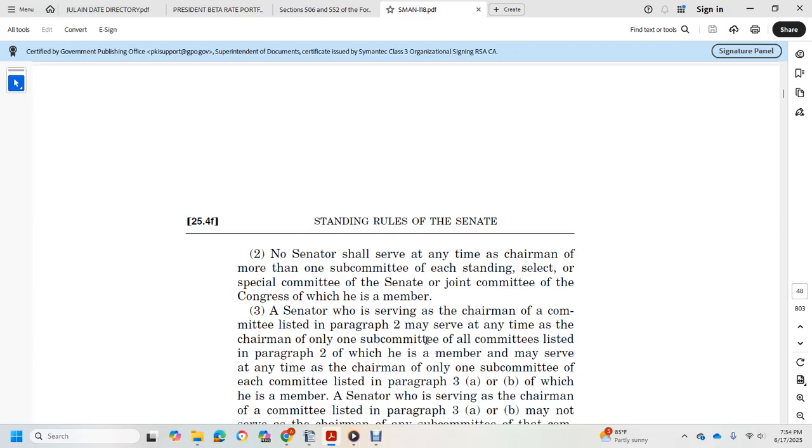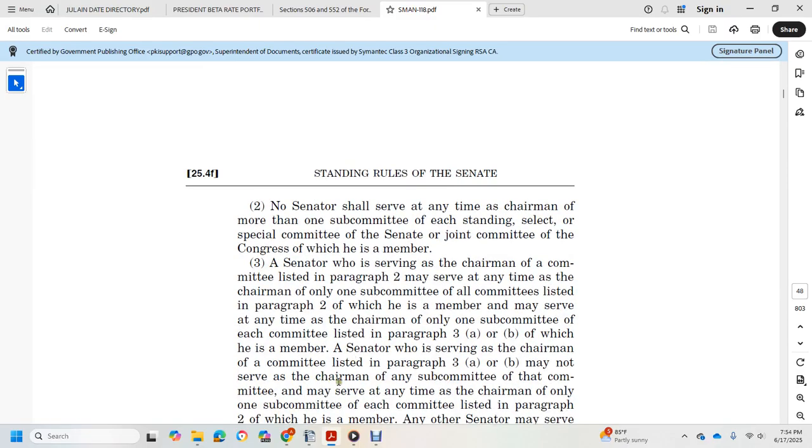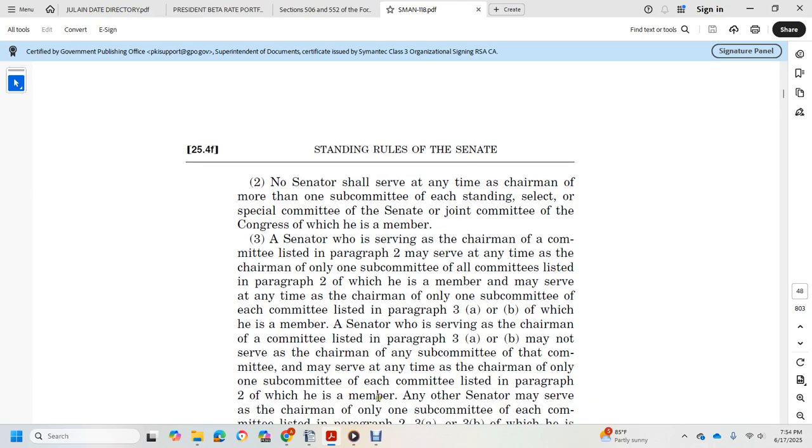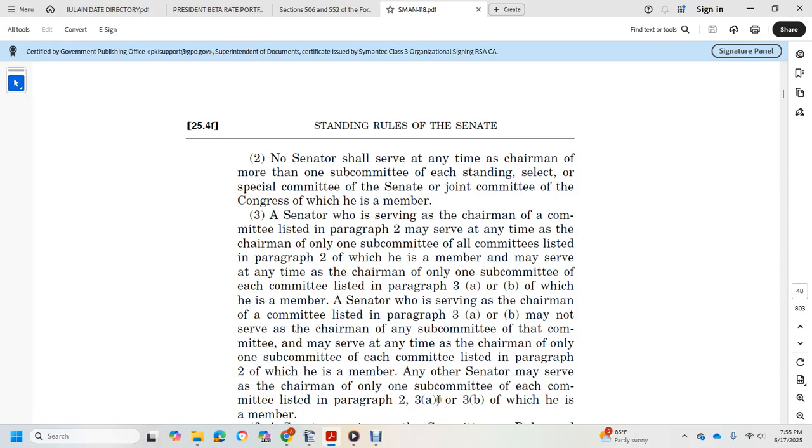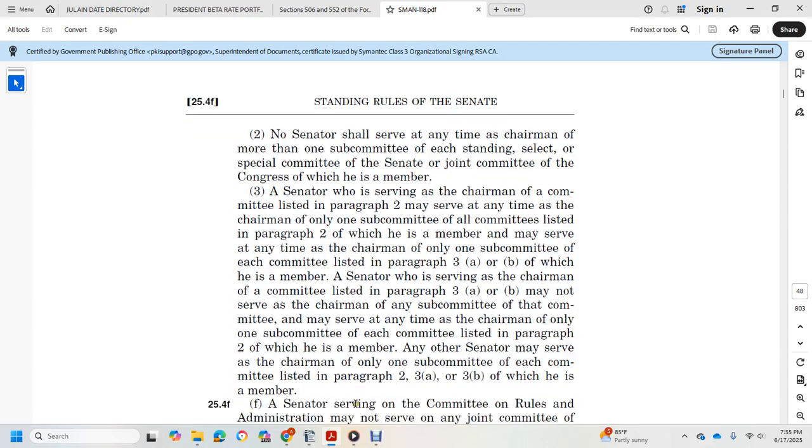A senator who is serving as chairman of a committee listed in paragraph 3A and B may not serve as chairman of any subcommittee of the committee, but may serve at any time as chairman of only one subcommittee of each committee listed in paragraph 2 of which he is a member. Any other senator may serve as chairman of only one subcommittee for each of the committees listed in paragraph 2, 3A, and 3B of which he is a member.